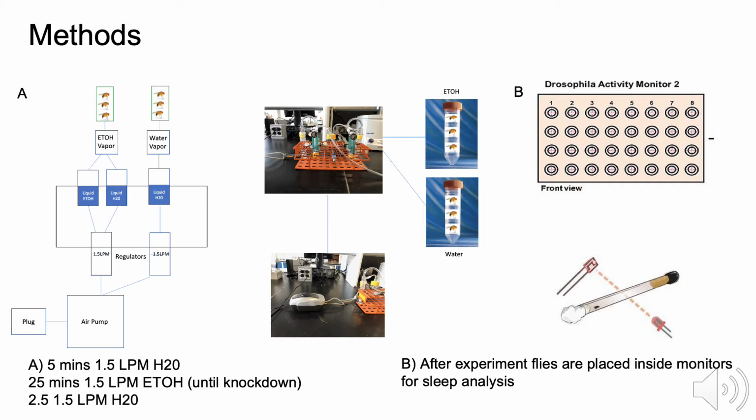In panel B, after the experiment, we place the flies in these small tubes that measure locomotor activity as the fly passes through an infrared sensor. This is a Drosophila activity monitor system. It's the main system that we use to analyze sleep. In general, we expose flies to ethanol in the experimental group and water in the control group, and with the Drosophila activity monitor system, we measure their sleep pattern for a period of days.